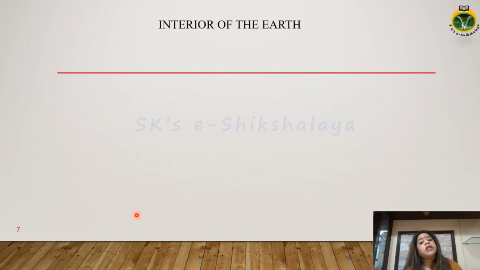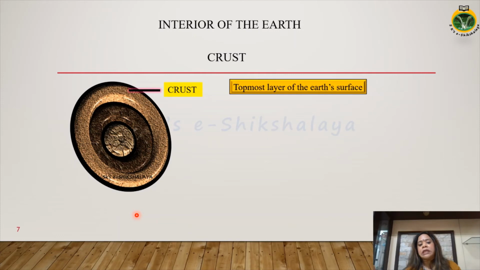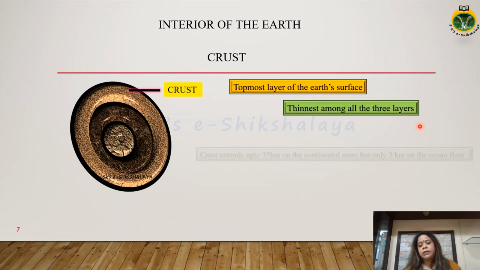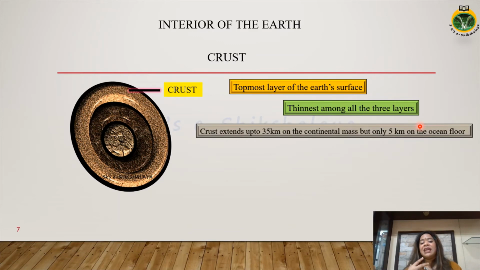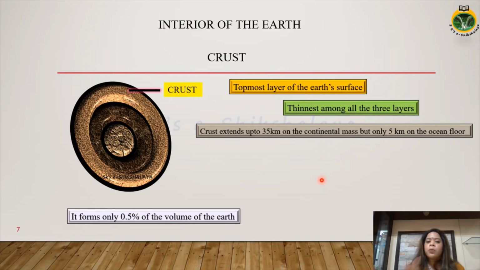Let's discuss each layer in detail. Crust is the topmost layer of the earth and it is the thinnest among all the three layers. Crust extends up to 35 kilometers on the continental mass, but only 5 kilometers on the ocean floor. It forms only 0.5% of the volume of the Earth. So we have discussed this in the previous slide.